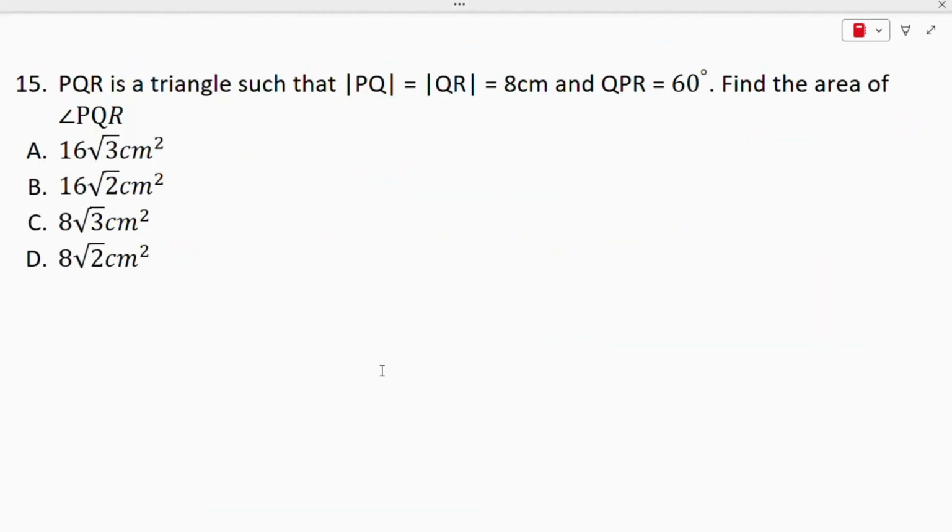Okay, so question number 15 says PQR is a triangle such that PQ is equal to QR is equal to 8 centimeters and QPR has an angle of 60 degrees. Find the area of the triangle PQR. Okay, so let's say this is a triangle right here, and we have that PQR is a side in the triangle, whereby PQ and QR is 8 centimeters. So this is 8 centimeters, this is 8 centimeters, and the angle is given as 60 degrees.